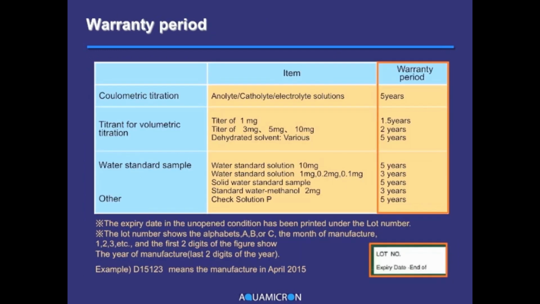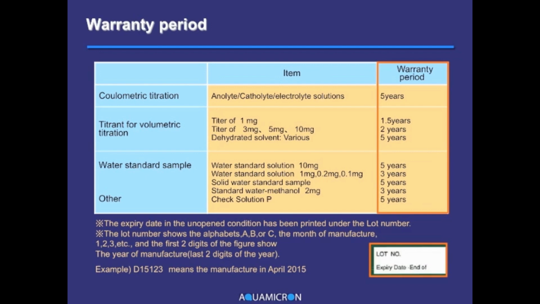The quality assurance term is determined based on the manufacturing date, not on the purchase date. You can find the month and year of manufacture by the lot number on the label. The second and the third numbers indicate the year, and the first number indicates the month. The label also shows the expiration date of the quality assurance term.